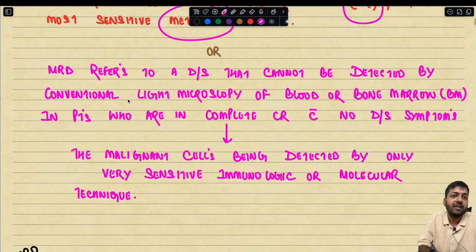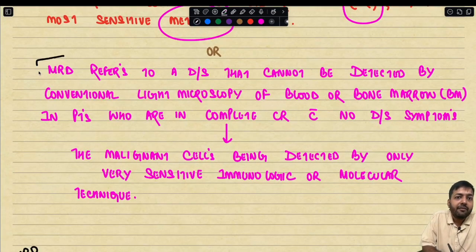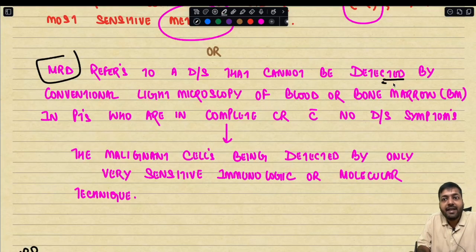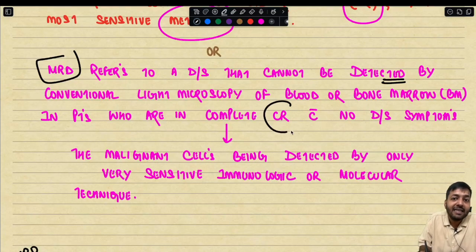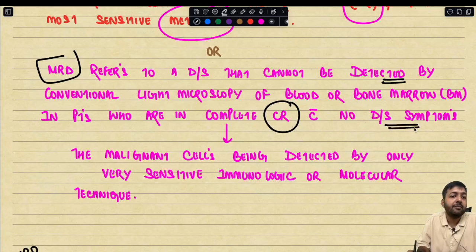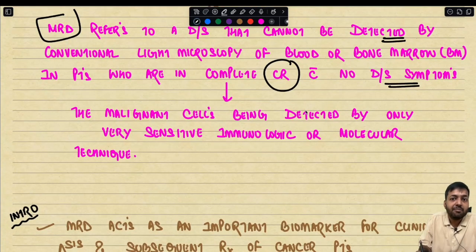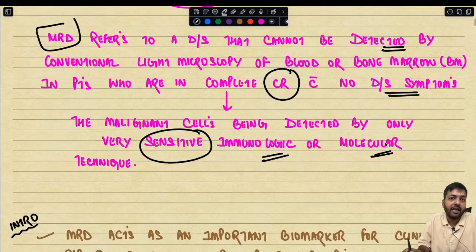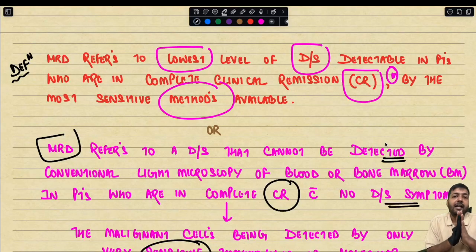Another definition is, MRD refers to a disease that cannot be detected by conventional light microscopy of blood or bone marrow in patients who are in complete clinical remission with no disease symptoms, the malignant cells being detected only by very sensitive immunological or molecular techniques. So in short, the basic idea about MRD is to check whether, after a treatment, suppose you have got one treatment and after that you do not have any clinical signs or symptoms.